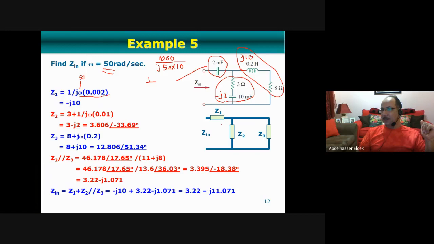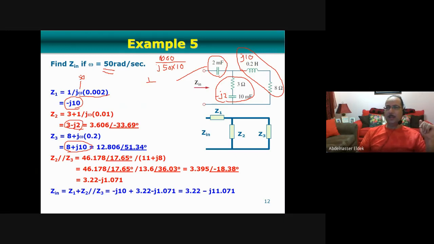So here, z1 is negative j10, z2 is 3 minus j2, and z3 is 8 plus j10. Right away, when you deal with impedances, you need to convert them to amplitude and phase, because usually you need to multiply or divide. So when you do that, it is better to have amplitude and phase, because the multiplication and division is very easy in phasor representation, amplitude and phase.